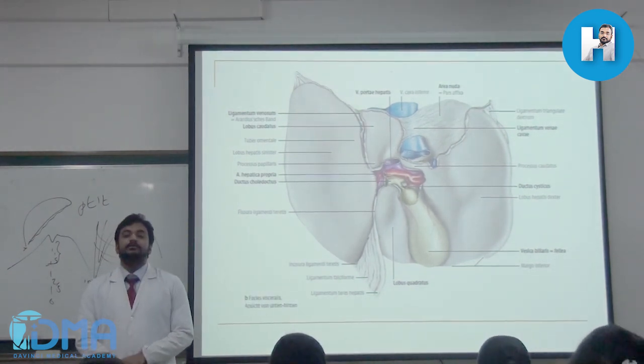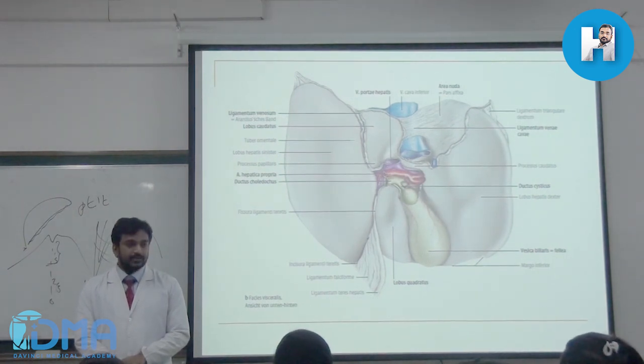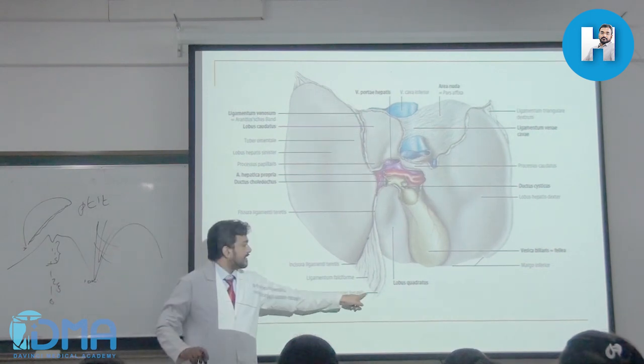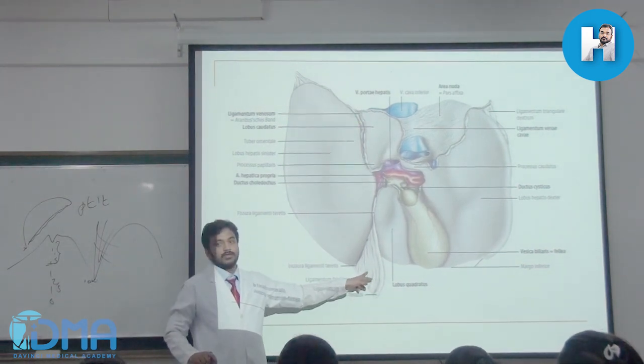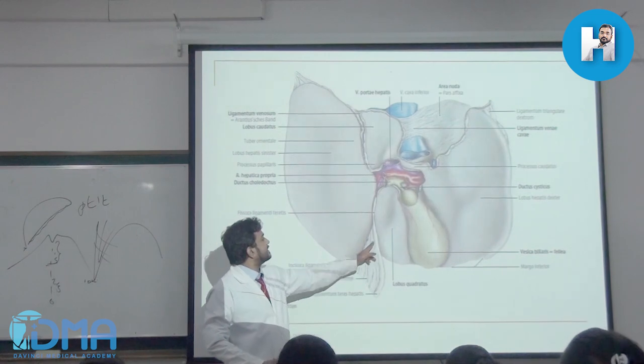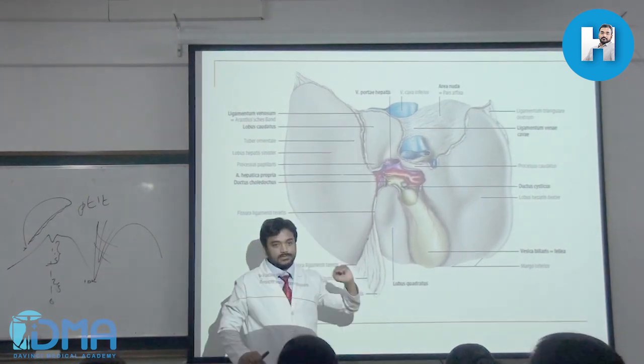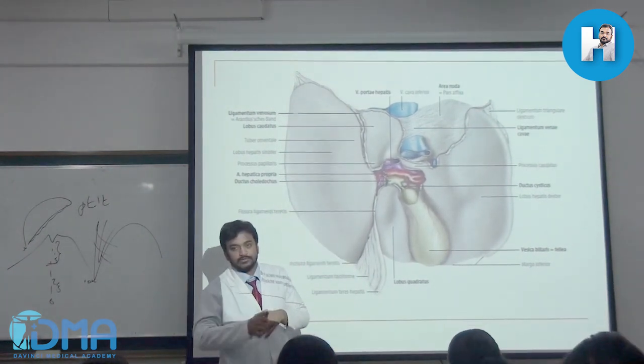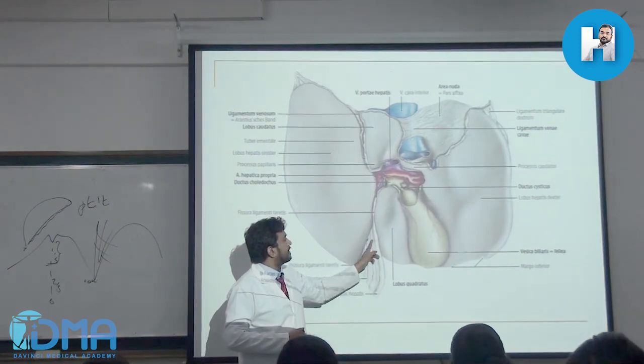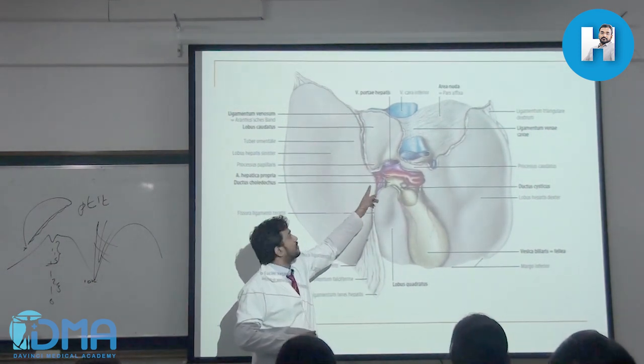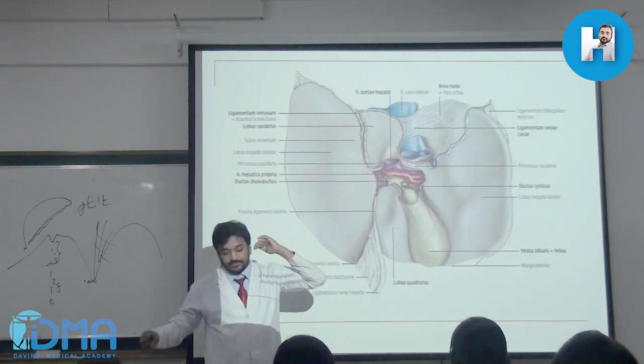So what will happen to them? They will be obliterated, they will become a ligament. What is this ligament? This is the ligamentum teres. Now it is running in the free border of the falciform ligament and it is entering this. In the time of the fetus, I told you, this umbilical vein will enter the liver and it will go up and connect to the inferior vena cava.